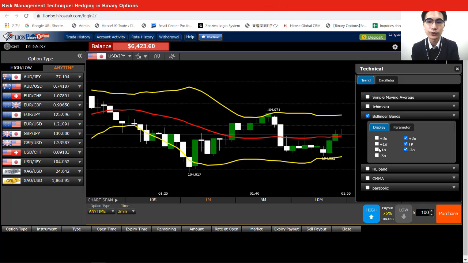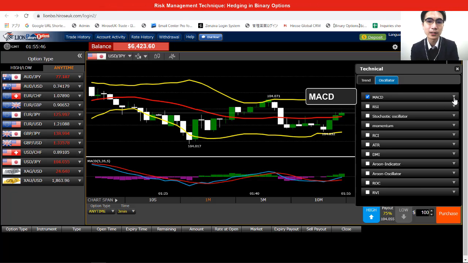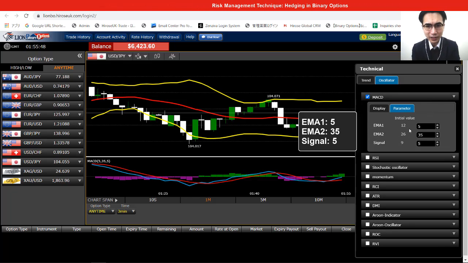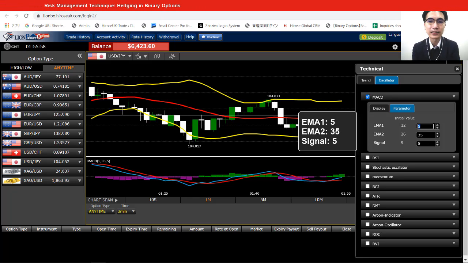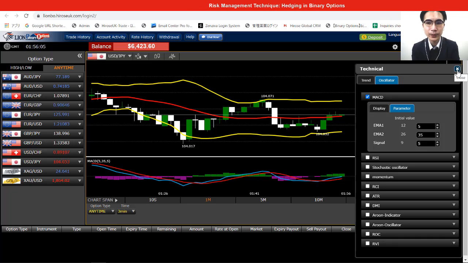Next we'll go to oscillator and put a tick on MACD, and then open the drop down for MACD. The parameters we are using are 5, 35, and 5. So EMA 1 is 5, EMA 2 is 35, signal is 5. After we get these parameters down, we can close the technical indicators window.